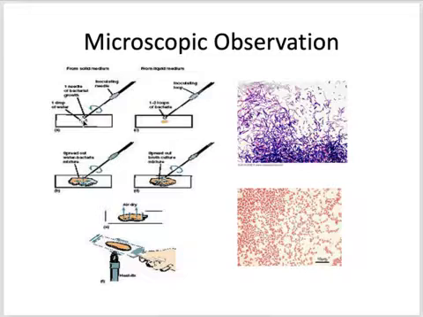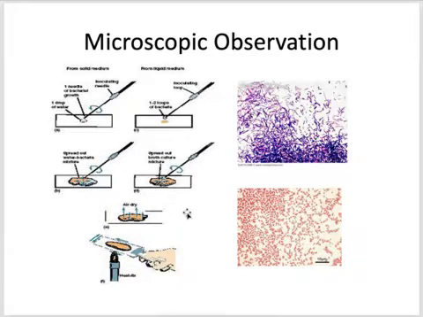Then what you have to do? You have to spread it onto that slide, like this way. After spreading, it is still not dry, it contains liquid. So you have to air dry it. Just keep it in the air so the water evaporates. Now you have a dry slide.